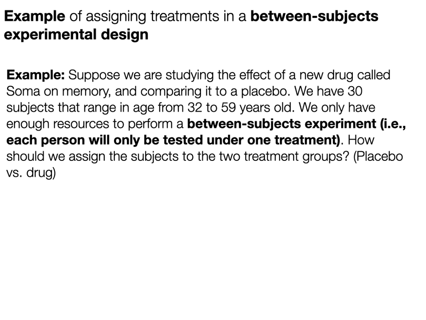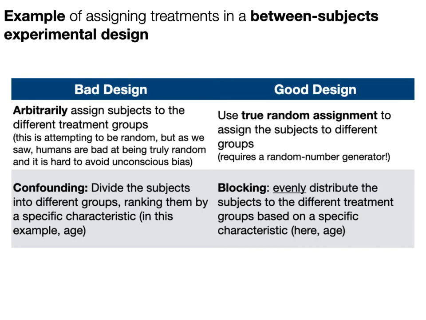So we looked at an example in the last lecture that was pretty similar to this. We could imagine 4 different ways of doing this. 2 of them not so good, 2 of them better. So a bad way to do it would be to just arbitrarily assign our subjects to different treatment groups. So this is like us attempting to be random. But as we saw earlier in this course, we humans are really bad at being truly random, and it's hard to avoid unconscious bias.